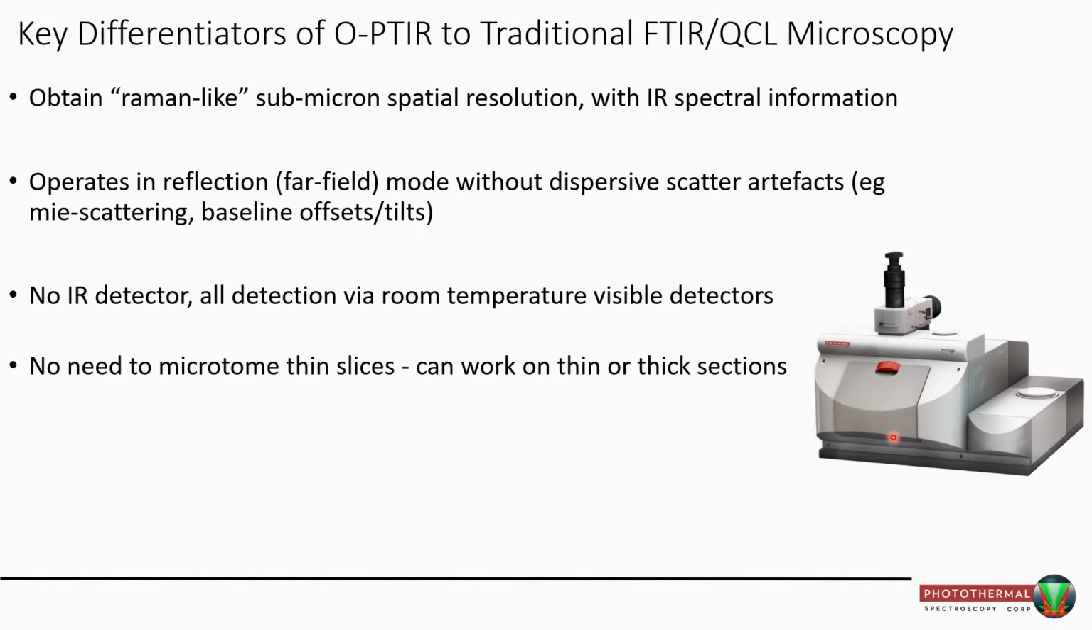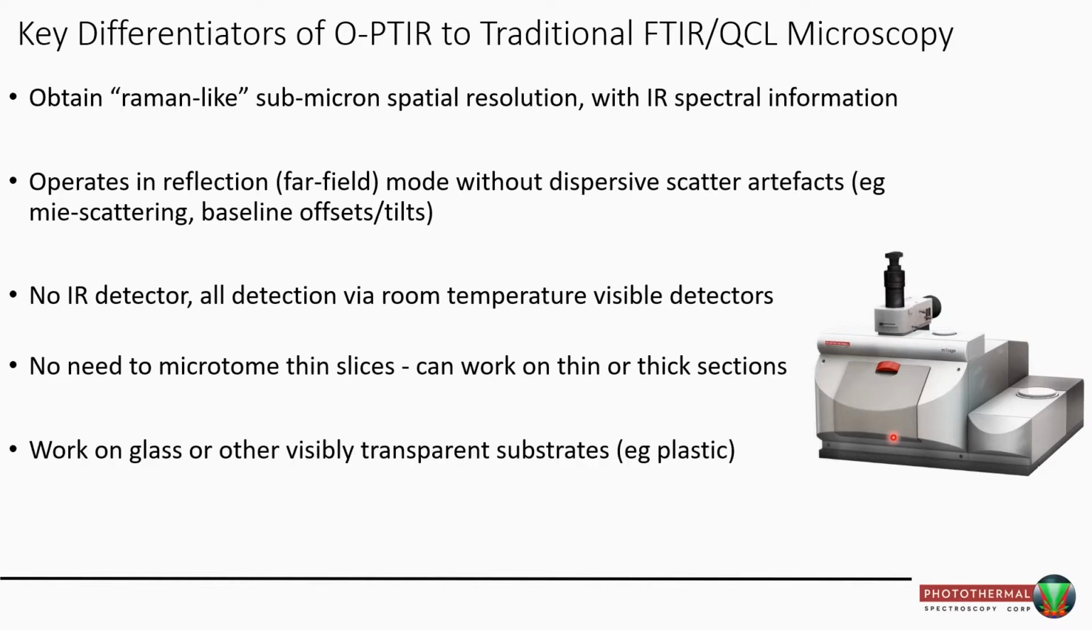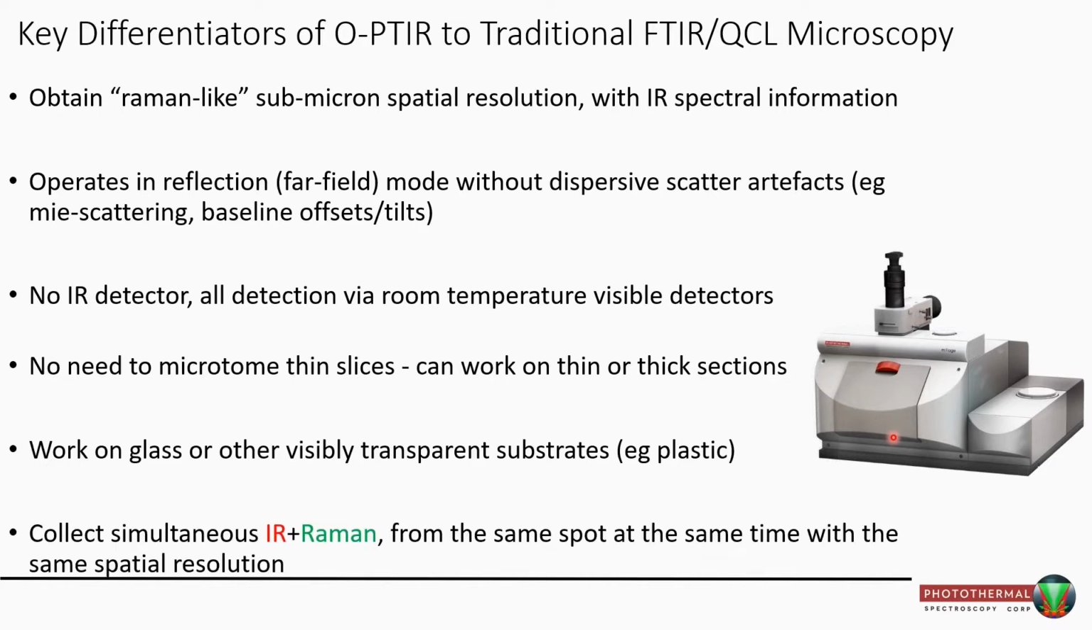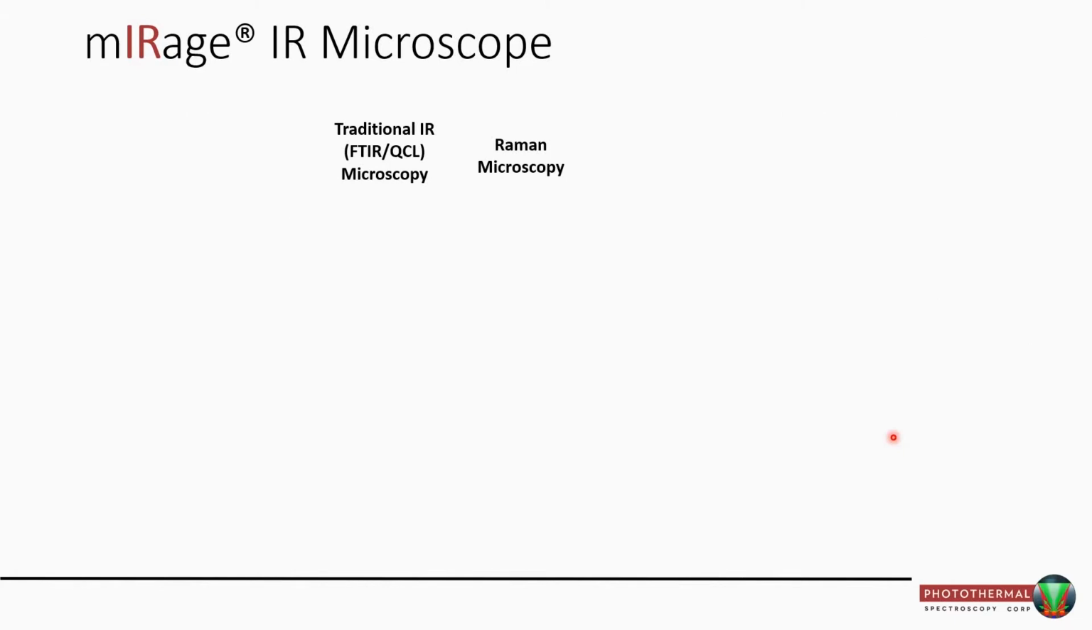Everything ends with the pump, so we pump in the infrared, but we measure and detect in the visible. We're using visible detectors. There's no need to microtome thin slices. We can work from even under 100 nanometers thickness up to as thick as you can fit into the microscope, which is about 16 millimeters. We can work in glass or even other visibly transparent substrates, and perhaps one of the biggies is that we can collect infrared and Raman simultaneously from the same spot, same time, same resolution.